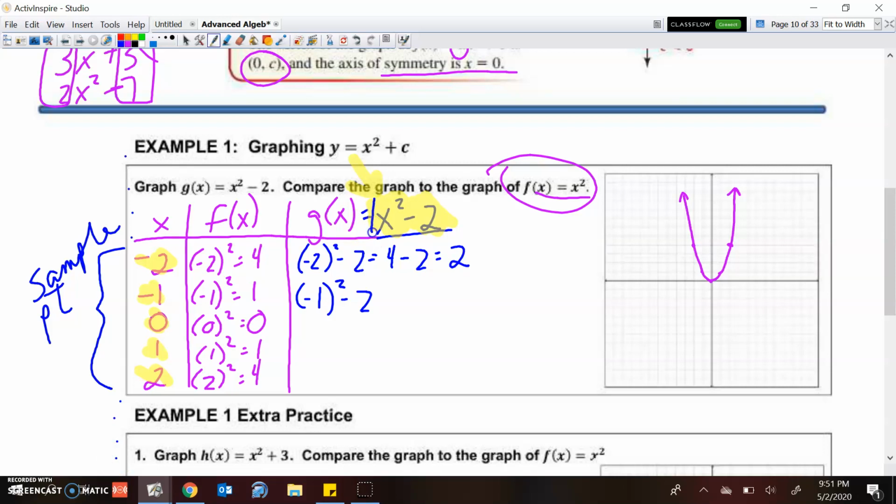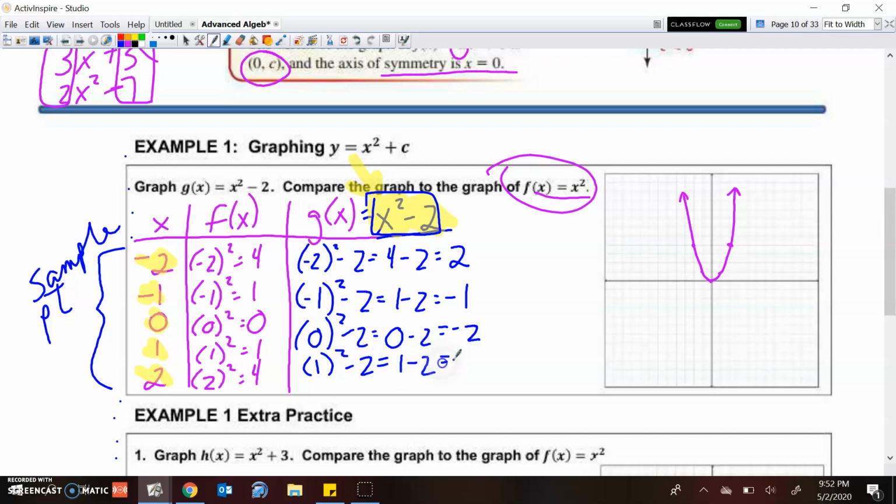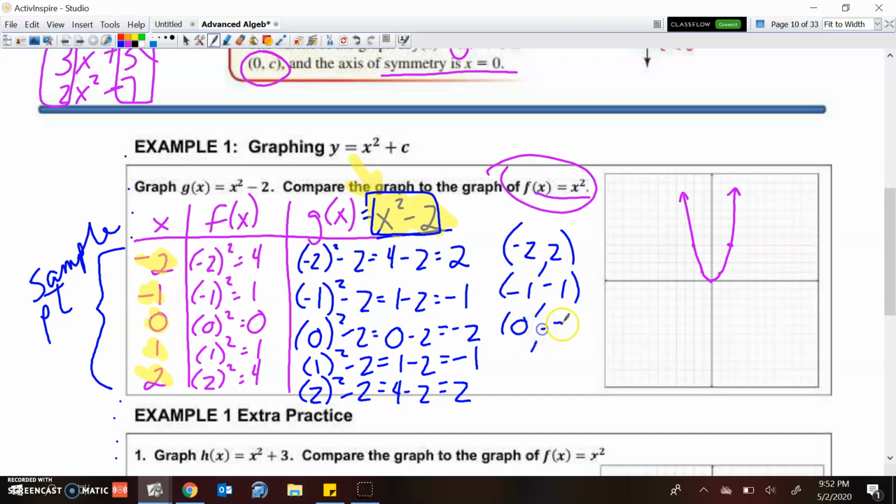Negative 1 squared minus 2, because that's what g of x is. So that gives me 1 minus 2, which is negative 1. Then 0 squared minus 2 is really 0 minus 2, or negative 2. 1 squared minus 2 is equal to 1 minus 2, which is negative 1. And then 2 squared minus 2 is equal to 4 minus 2, which is 2. So now my g of x ordered pairs are negative 2, 2; negative 1, negative 1; 0, negative 2; 1, negative 1; and lastly 2, 2.